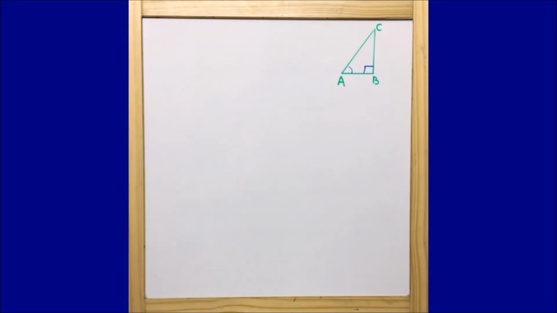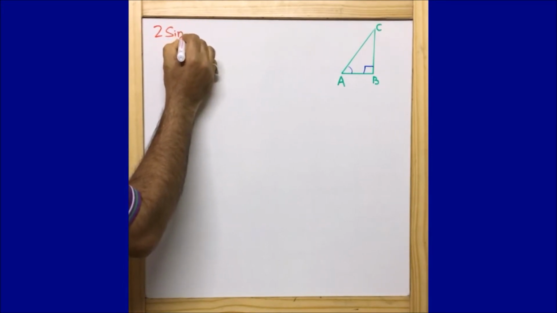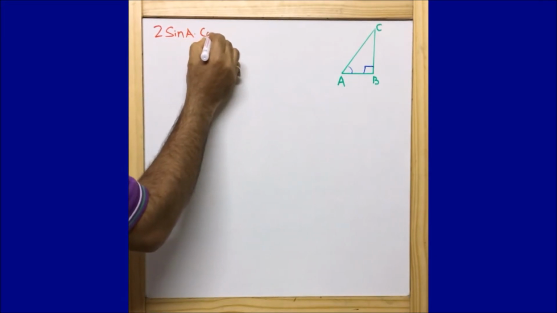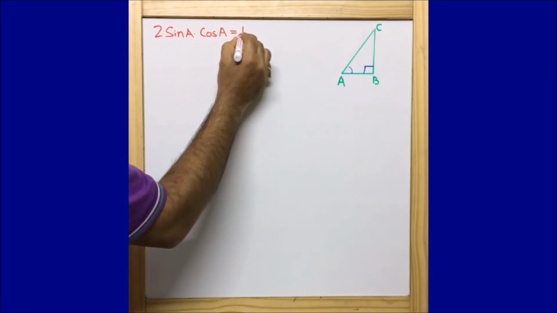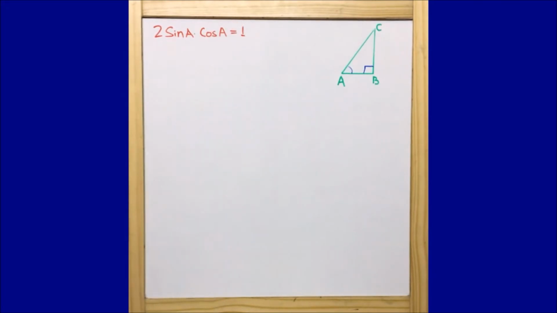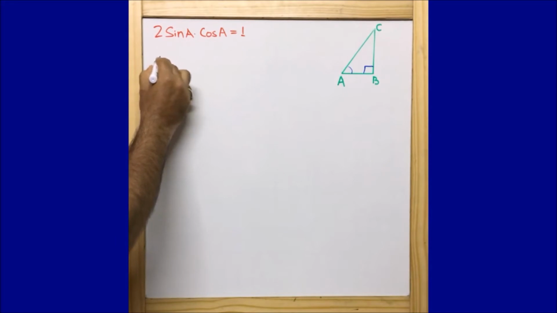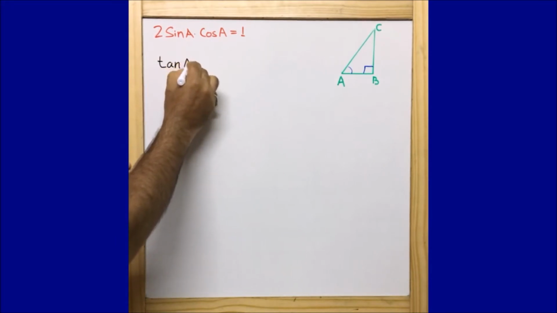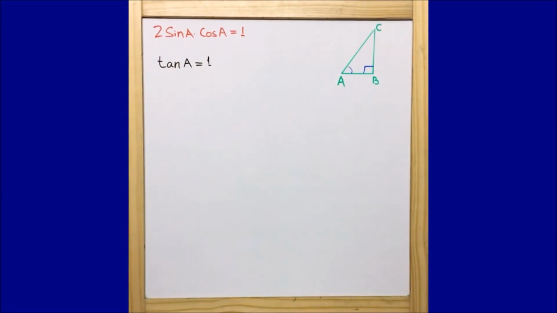So they have given tan A is equal to 1 and we need to verify that 2 sin A into cos A is equal to 1. That means we need to prove 2 sin A into cos A is equal to 1. Now, as per the question, it is given that tan A is equal to 1.